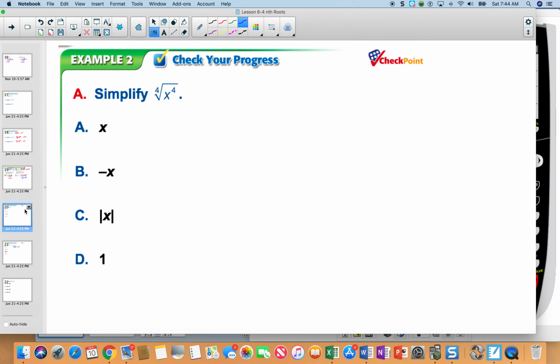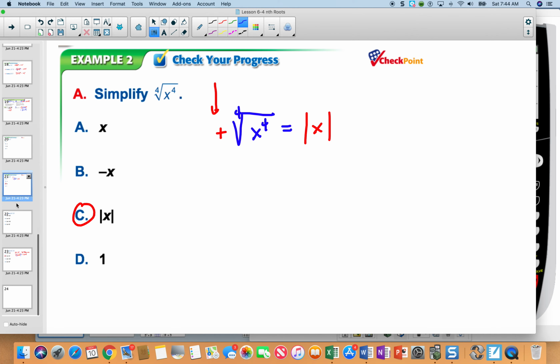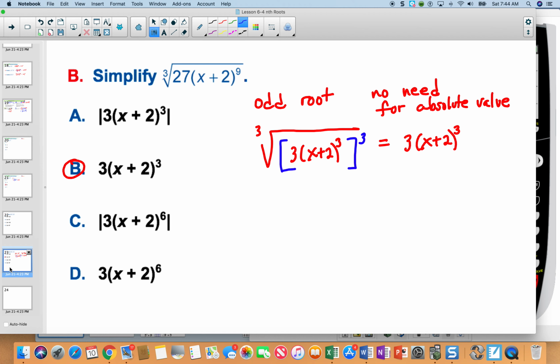Your turn. And this is the answer. Your turn. And this is an answer. This is an odd root, no need for absolute value sign because the answer could be positive or negative.